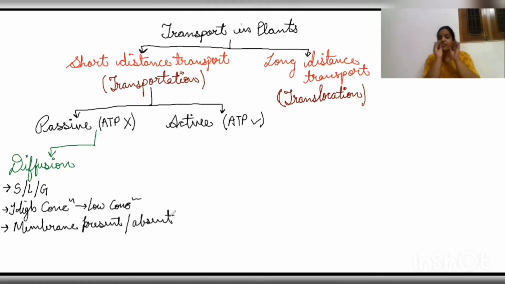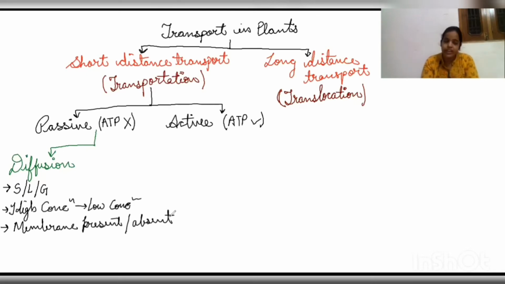Next point, even if the membrane is present, diffusion does not require any sort of membrane protein. Simply, we know that our cell membrane, or the cell membrane of plants, is made up of lipids. So diffusion of lipid-soluble molecules will be done easily without the help of any proteins. Hence we can say that no membrane proteins are required for diffusion.